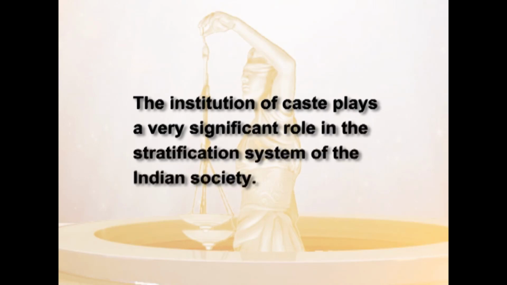For that, we need to know that there is an institution called caste, which plays a very significant role in the stratification system of Indian society. For that, we have to look into the past: how the institution of caste evolved, how the society got divided along different castes, and in what ways caste and class coalesce to form a kind of division, a kind of inequality, where we cannot ignore either caste or class. So we have to be very careful in order to understand the modern Indian political ramifications. We have to go back into the past.